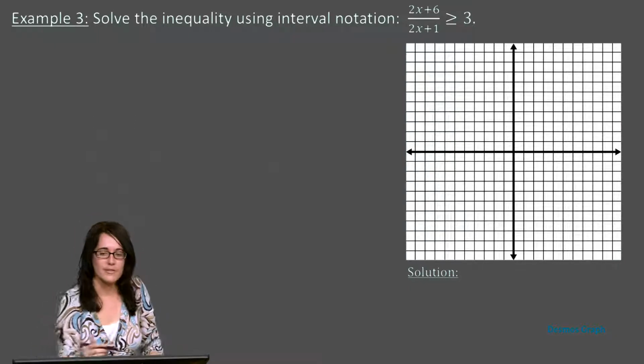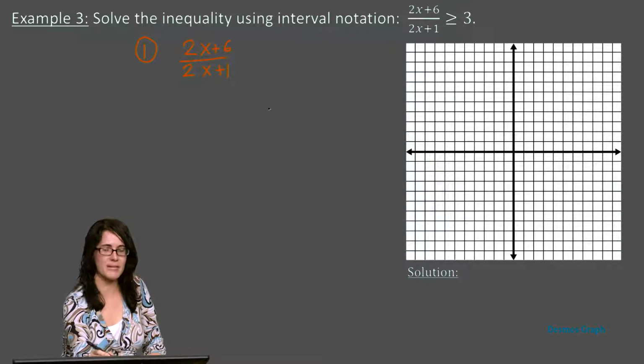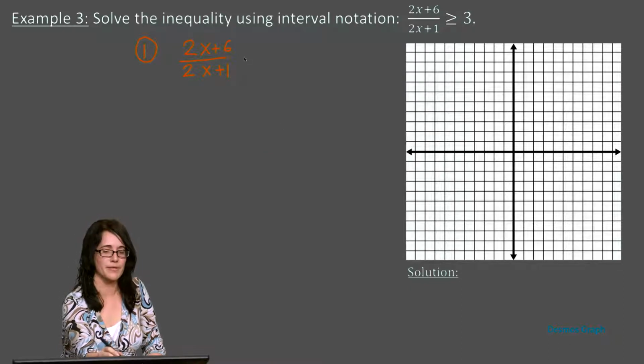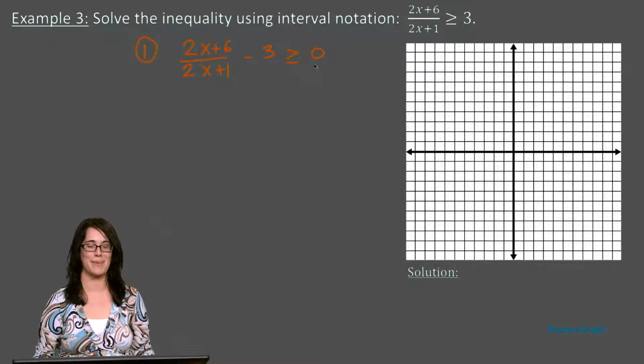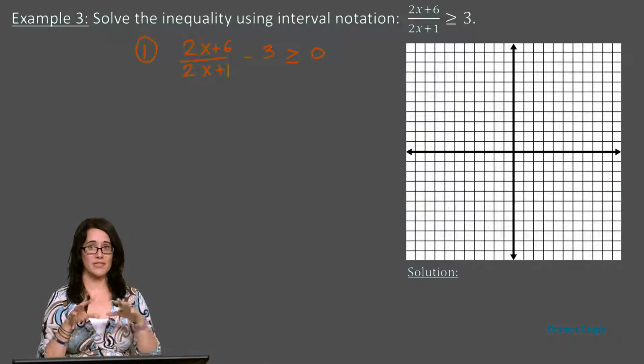We would start with our first step, right? We would want to get 0 on the right side. So that would be (2x plus 6) over (2x plus 1). But to get 0 on the right side would mean that 3 gets subtracted from both sides. So we take minus 3 on both sides, and now we have greater than or equal to 0, because 3 minus 3 is 0.